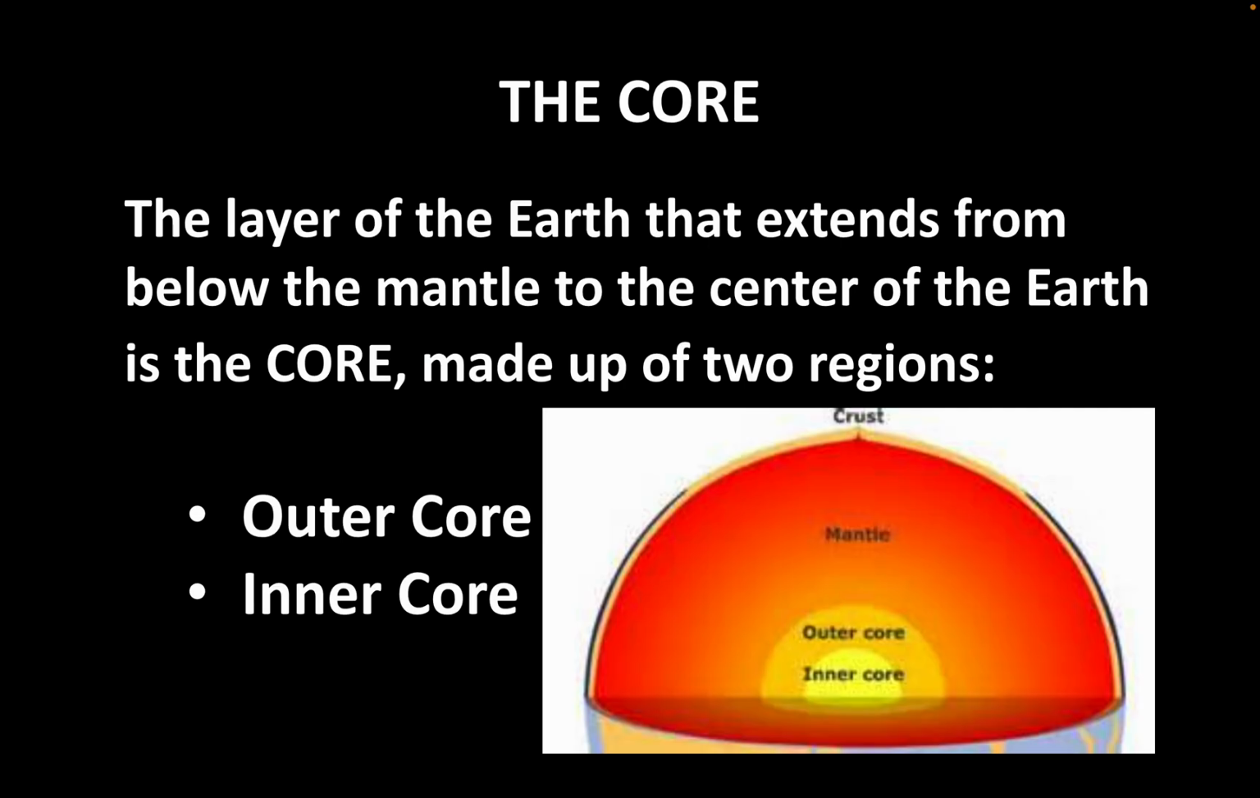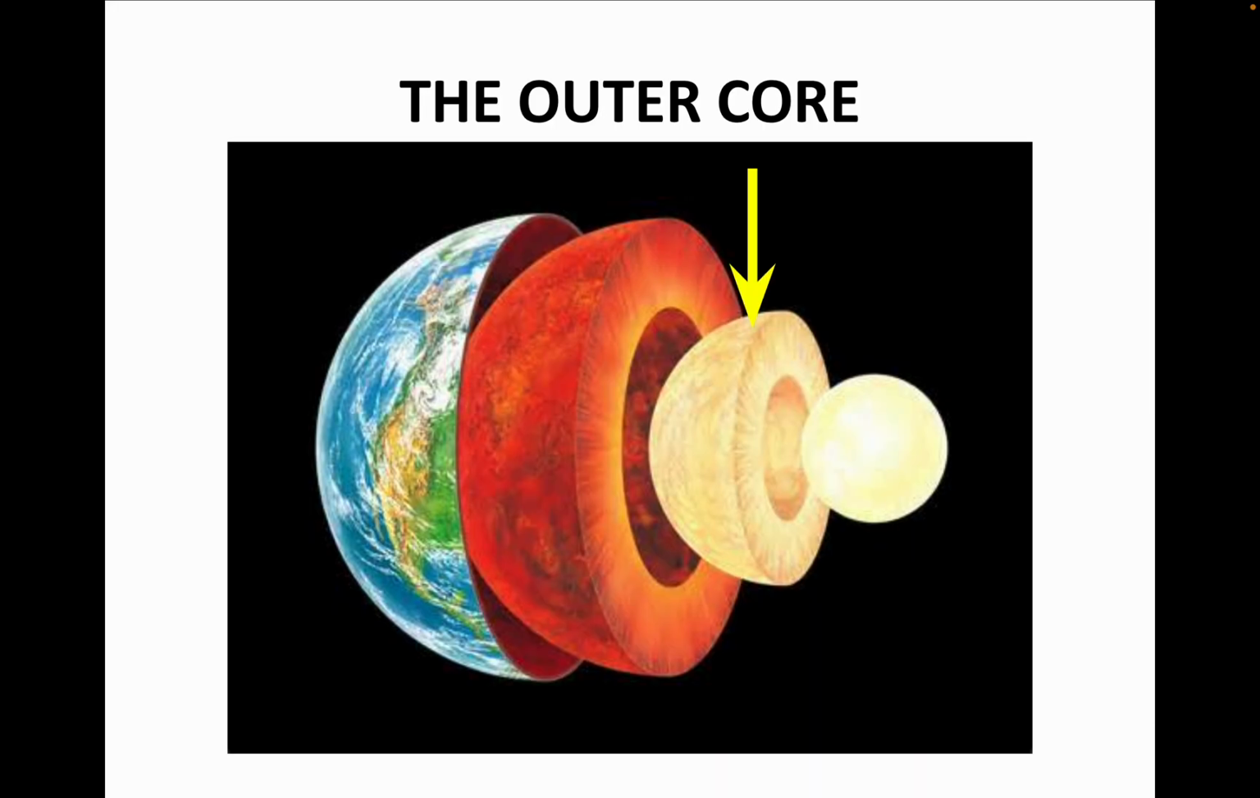So the core is the layer of earth that extends from below the mantle to the center of the earth. And it's made up of two regions. It's called the outer core and the inner core. I like this picture much better. See how the crust is really thin? And then you've got this huge layer of mantle. And then we have the outer core and the inner core. Now, the outer core is right here. And then, of course, the inner core is going to be to the right.